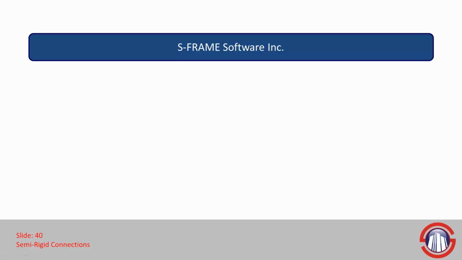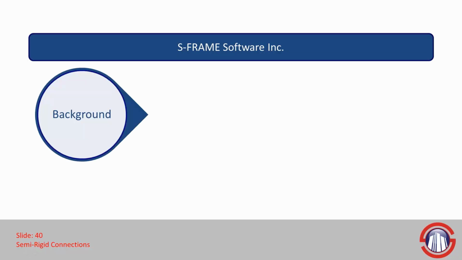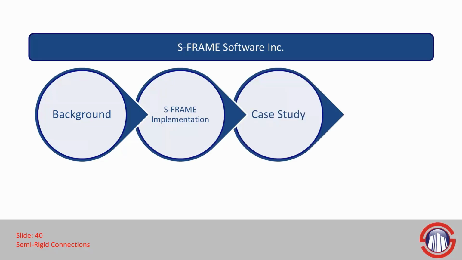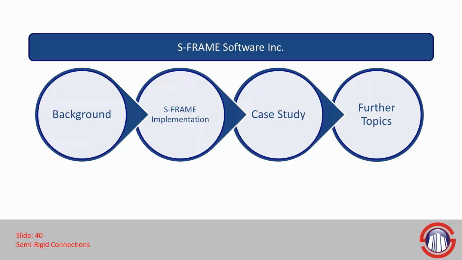So that brings an end to the demo portion of this presentation. We discussed a bit of background of semi-rigid connections, as well as how they're implemented in SRAM, and we even went through a case study showing that in a little bit more detail. And hopefully, for those of you that are interested in taking this a step further and going with nonlinear material modeling for your joint connections, the ability to use link elements is another way you could take this even further.